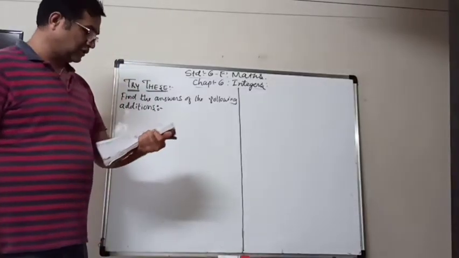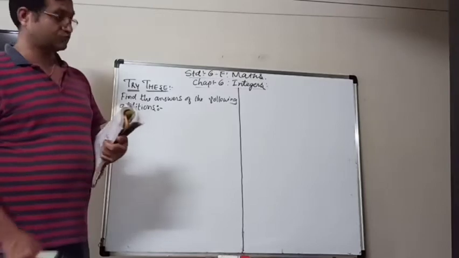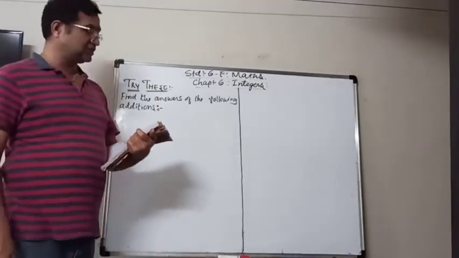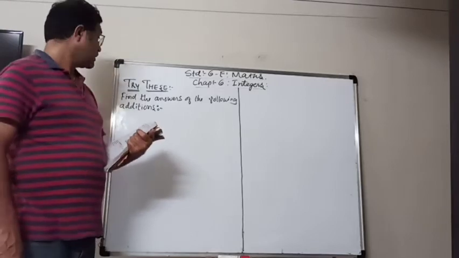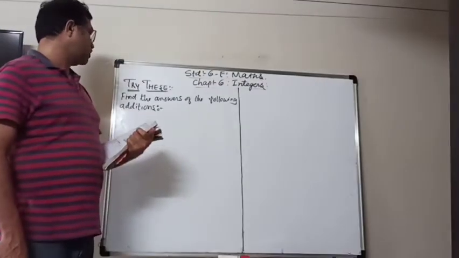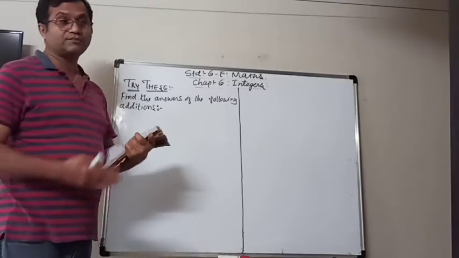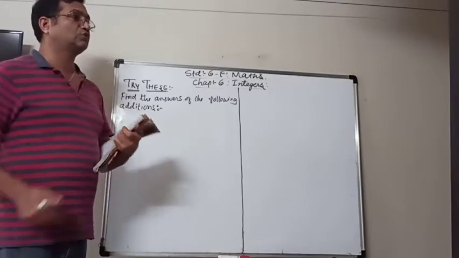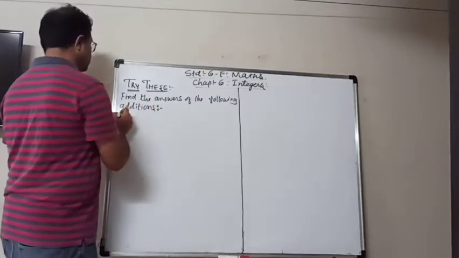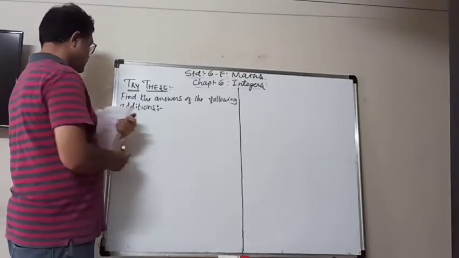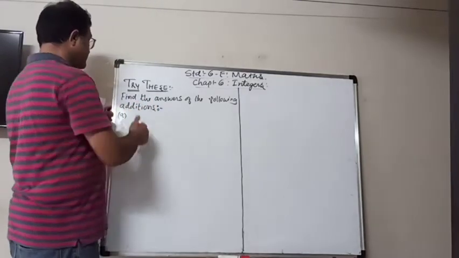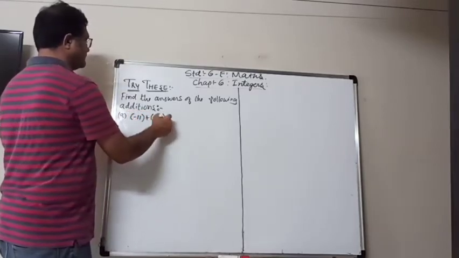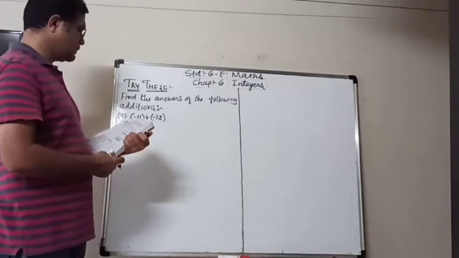Now, on page number 125, on the top, we are going to do the sums in the Try This. Find the answers of the following additions. So here we have to do the addition of the integers and give the answers. First one is minus 11 plus minus 12.